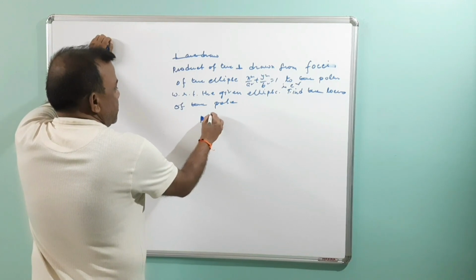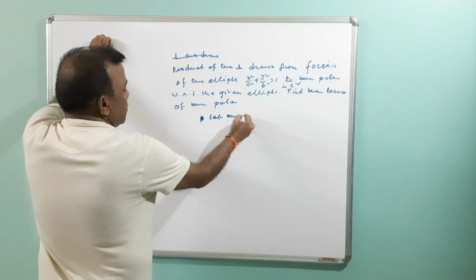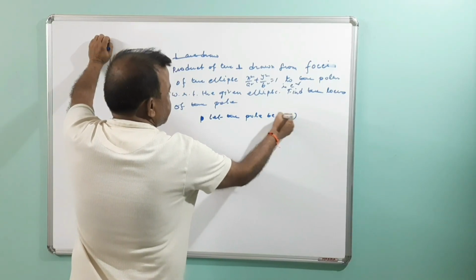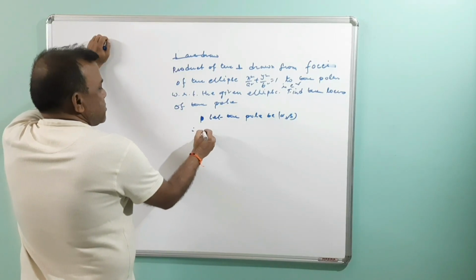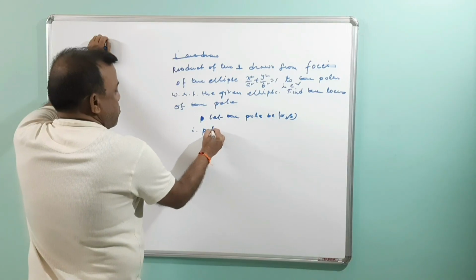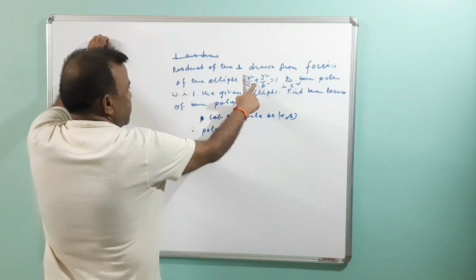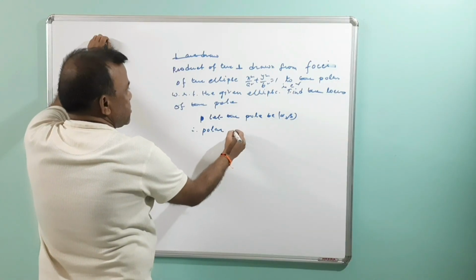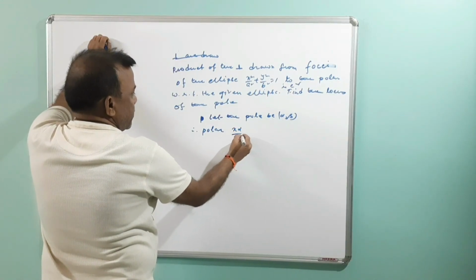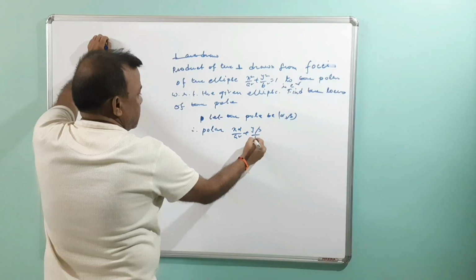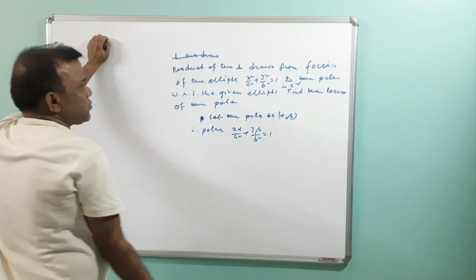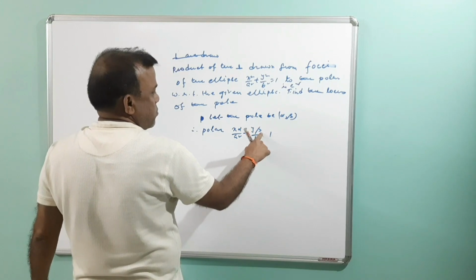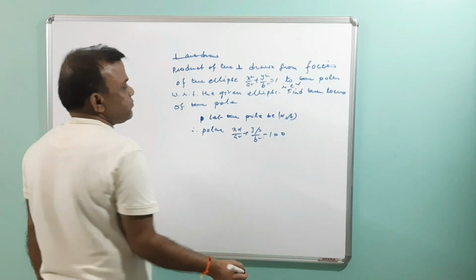Let the pole be alpha beta. Therefore the polar with respect to the ellipse x square by a square plus y square by b square equal to 1 is x alpha by a square plus y beta by b square minus 1 equal to 0.